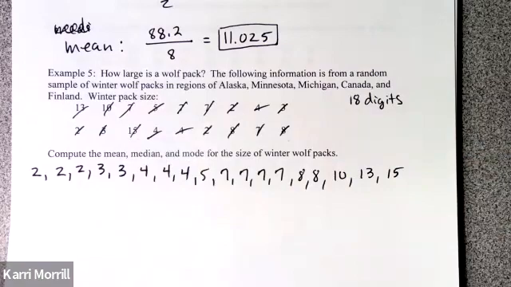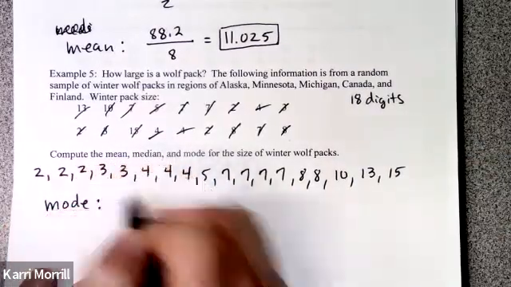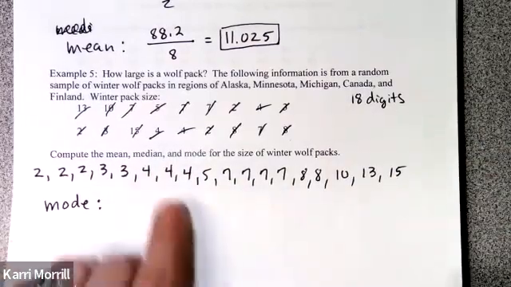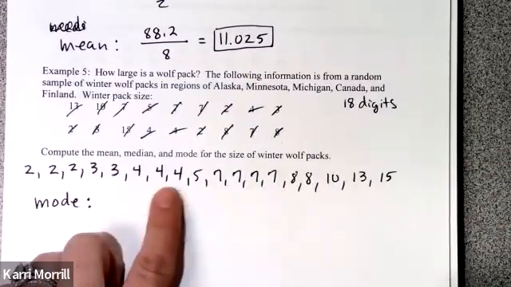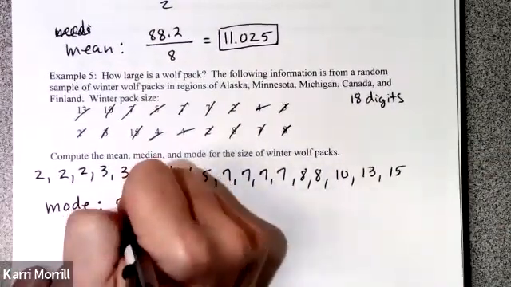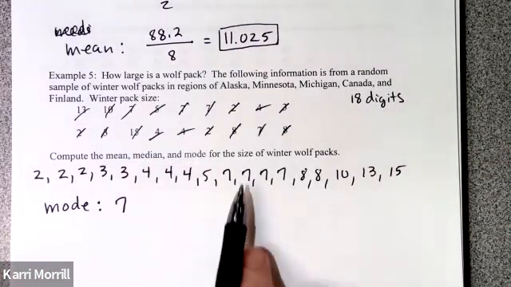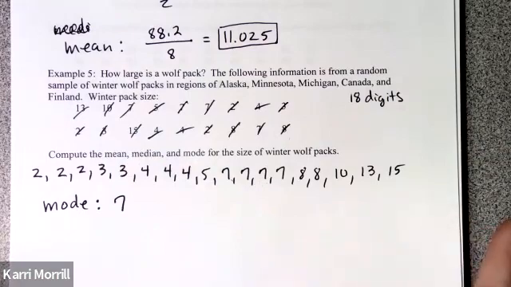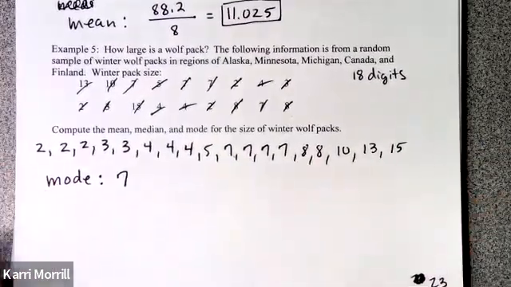Okay, so our mode. Now remember, I know 2 repeats, 3 repeats, 4 repeats, but it looks like 7 repeats the most. There's 4 7s, only 3 4s, 2 3s, and 3 2s. So 7 would be the mode on this one. So it's not just because it repeats, it's the one that repeats the most. I guess we also had some 8s that repeated that I skipped out on.